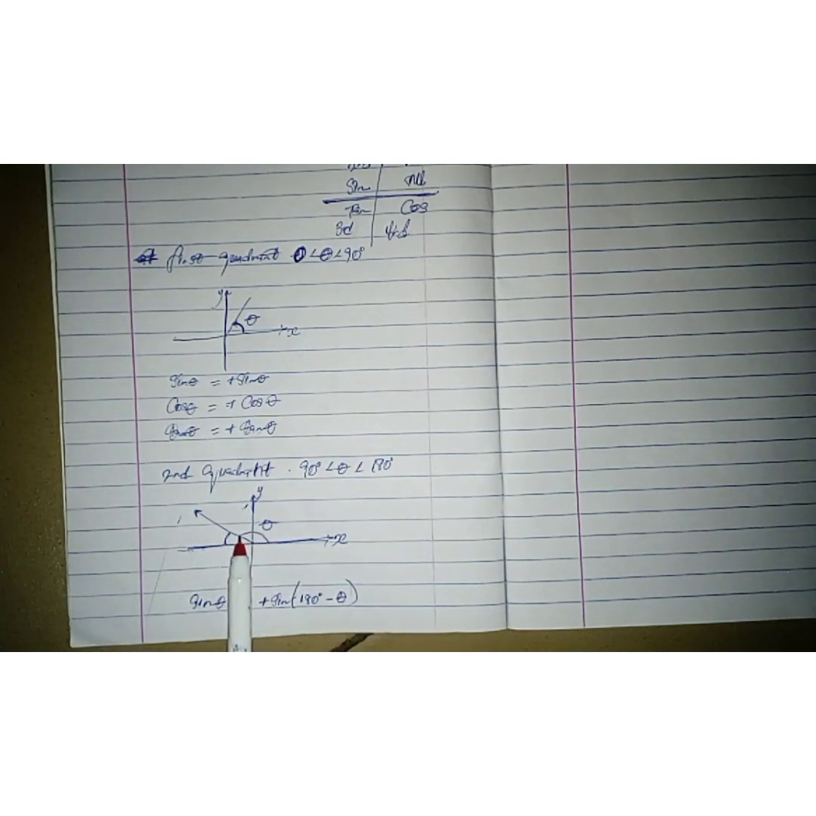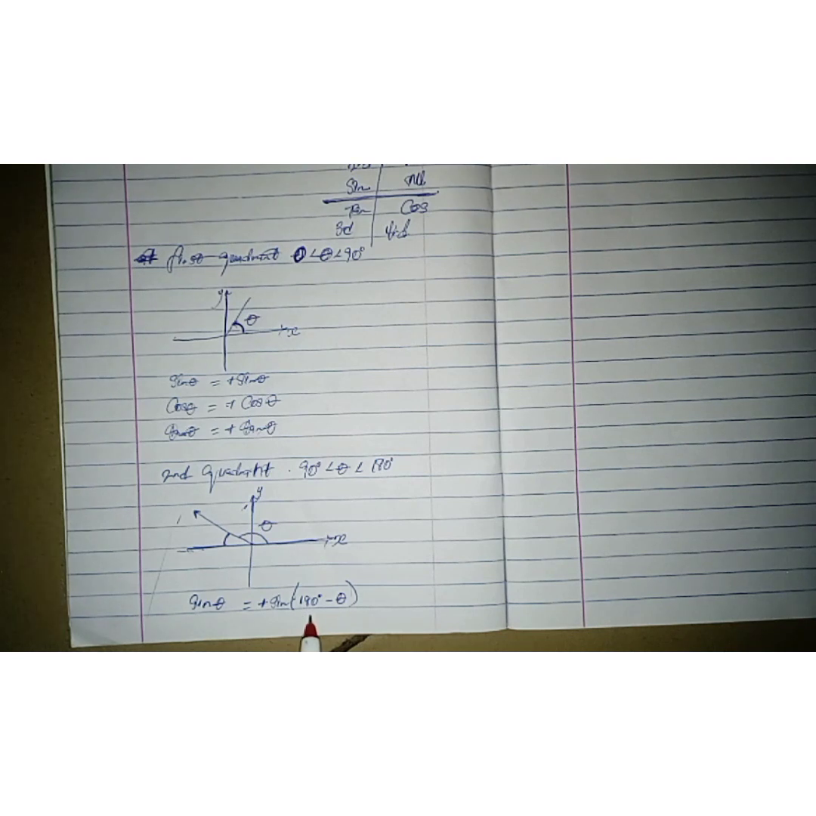Sine theta, which is the sine of this angle, maybe this angle is 120, so the sine of this angle, which is 180, the whole of this straight line, minus theta, which is this angle, as 180 minus theta. That is 180 minus 120, which is 60. That simply means that sine 120 is equal to positive sine 60.